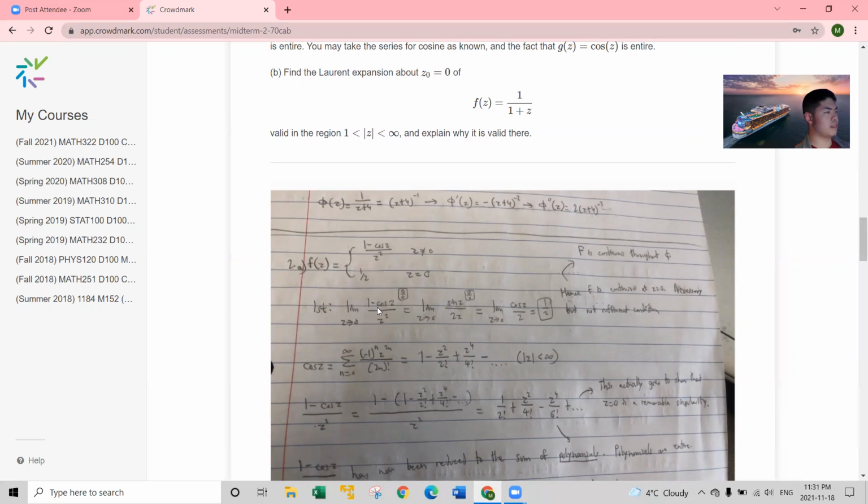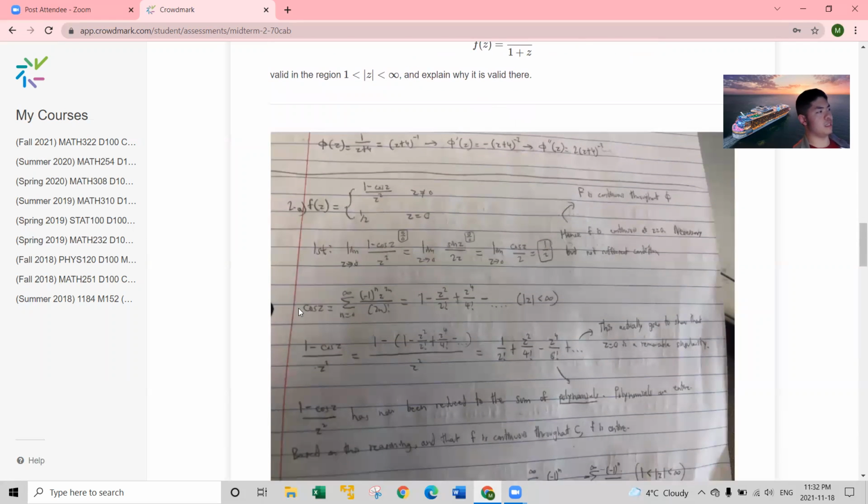Okay, so for 1 minus cos z, the derivative is sine z, and for z squared it's 2z. That's 0 over 0, so we still apply L'Hopital's rule again. The derivative of sine z is cos z, and the derivative of 2z is 2. So you get 1 over 2. And hence f of z is continuous at z equals 0. It's a necessary but not a sufficient condition, so continuity is established.